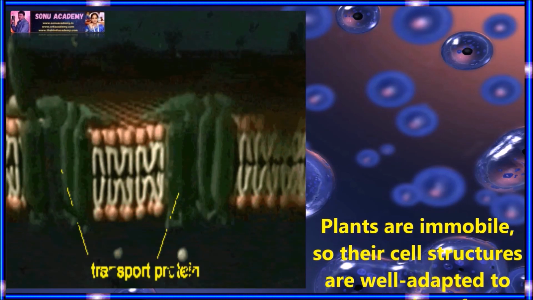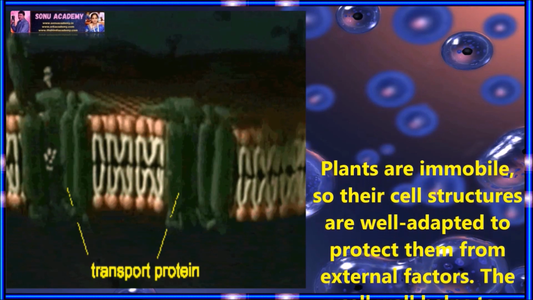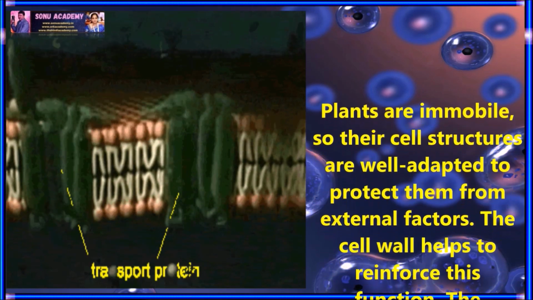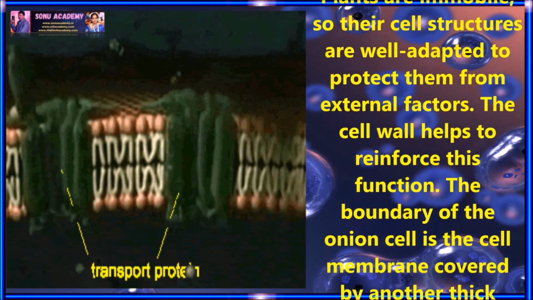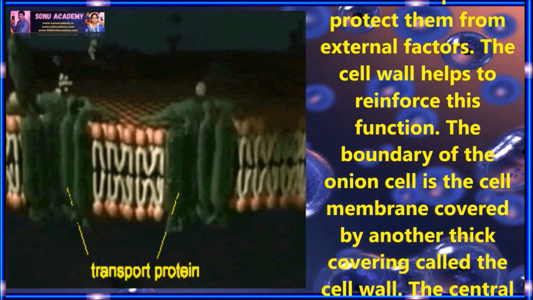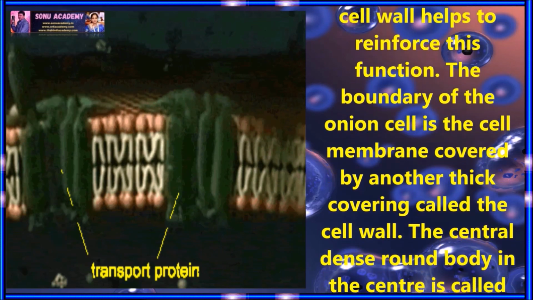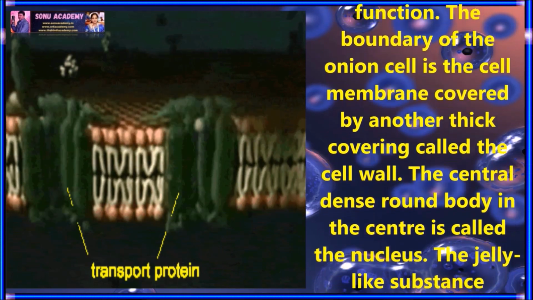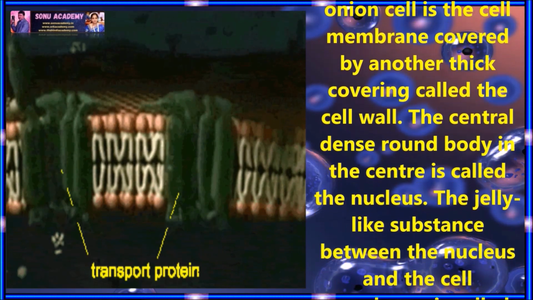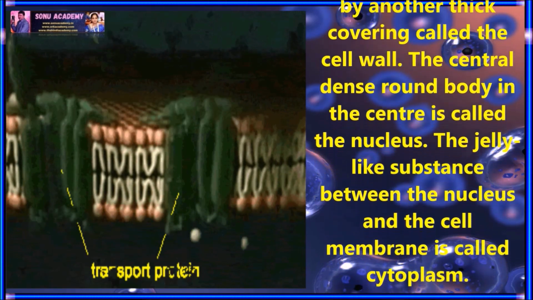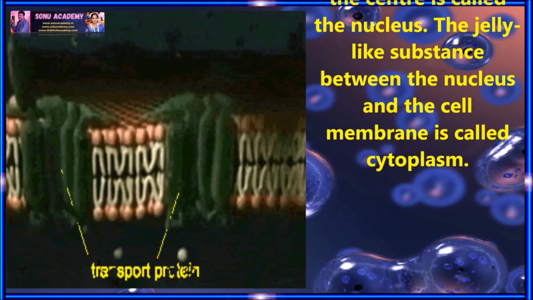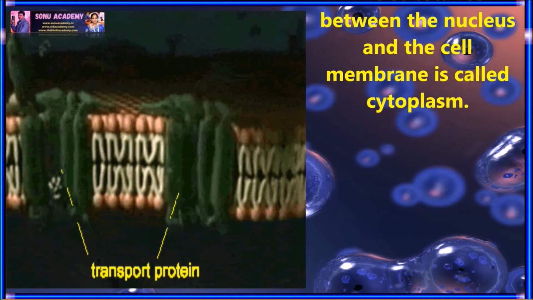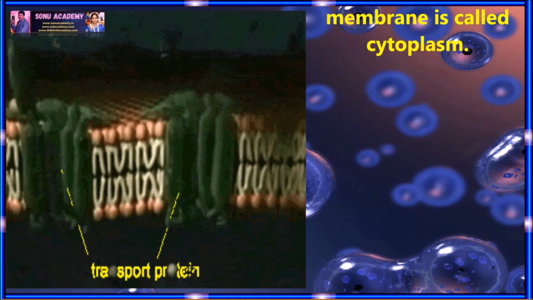Plants are immobile, so their cell structures are well adapted to protect them from external factors. The cell wall helps to reinforce this function. The boundary of the onion cell is the cell membrane covered by another thick covering called the cell wall. The central dense round body is the center and it is called the nucleus. The jelly-like substance between the nucleus and the cell membrane is called cytoplasm.